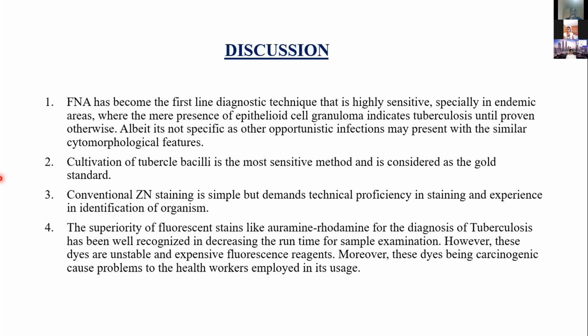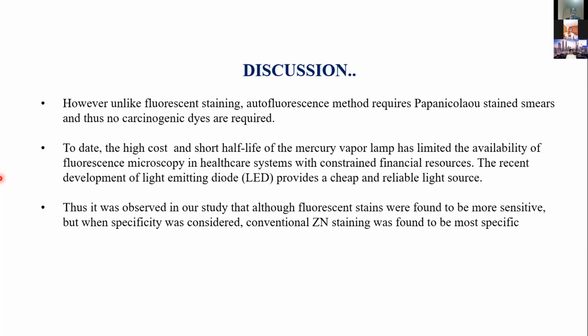However, nothing comes with all advantages. It also has disadvantages: these dyes are unstable and they use expensive fluorescence reagents. Moreover, these dyes being carcinogenic cause problems to the health workers who are employed in its usage. However, unlike the auramine rhodamine staining, the autofluorescence method requires just the Pap stained smears, and thus no carcinogenic dyes are required. So that is in one sense better as compared to the auramine rhodamine stain.